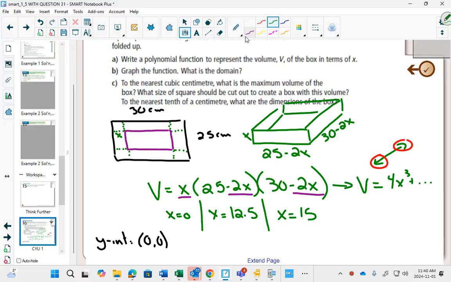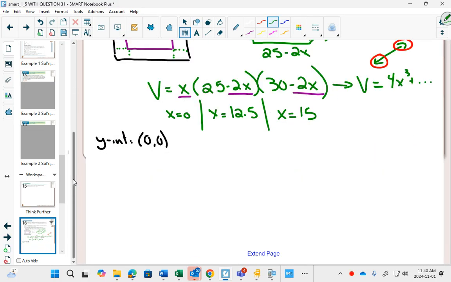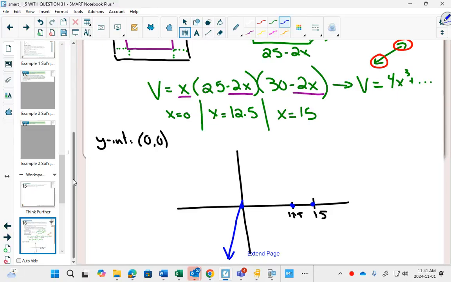So when we go to graph this one, I'm going to have to put 15 on there. 12.5 would probably be pretty close, maybe even closer. These are my x-intercepts. And since each of the x-intercepts has a multiplicity of 1, it's going to go straight through. And end behavior says I have to start down here, straight through, straight through, straight through, and so on.